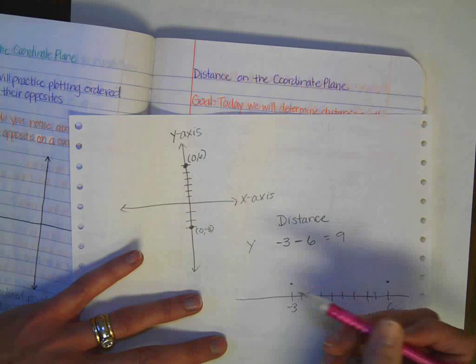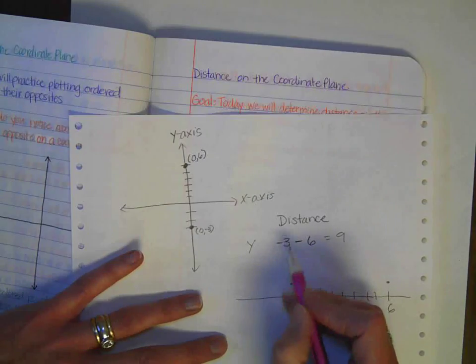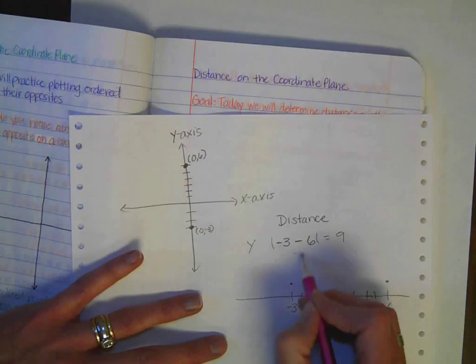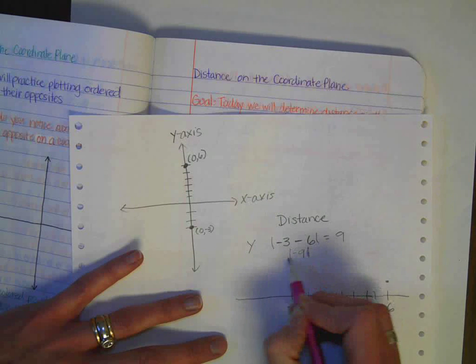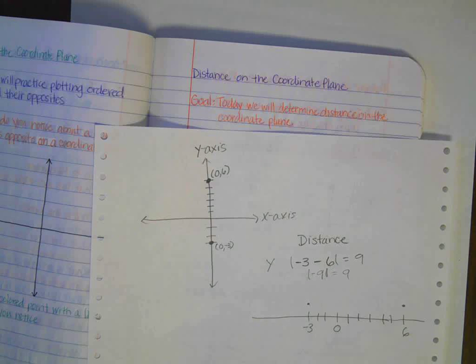And if I can take the absolute value of these two amounts, if I have -3 minus 6, then I actually have a -9. And so I take the absolute value of that and I get 9. So that's kind of how we do it.